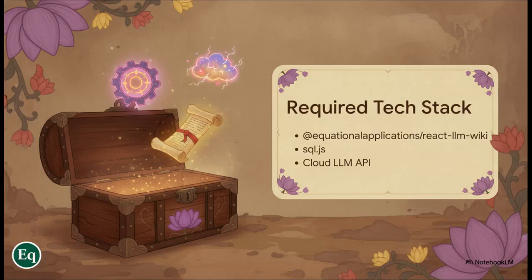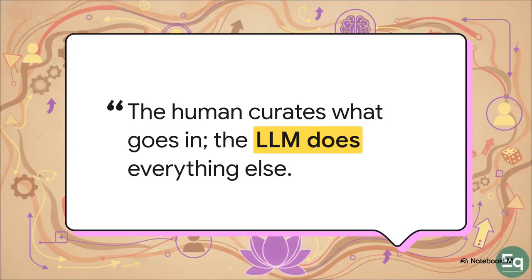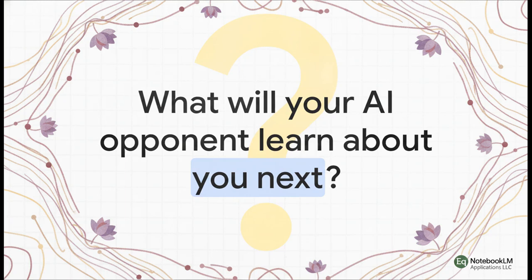For you React devs, the react-llm-wiki package powers this zero-server retrieval architecture right inside the browser. Since the local state curates the inputs, it completely lets the LLM actively play the human. Predictable AI is totally obsolete now. So, what will your newly adaptive opponent learn about you next?